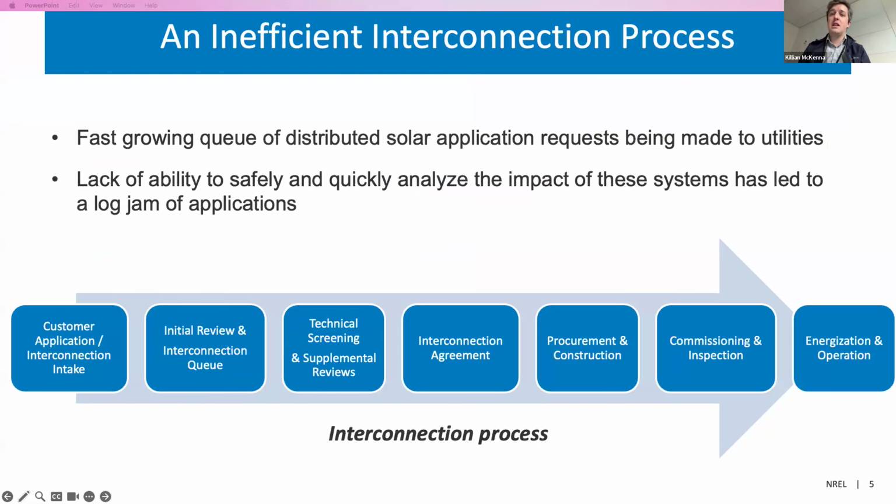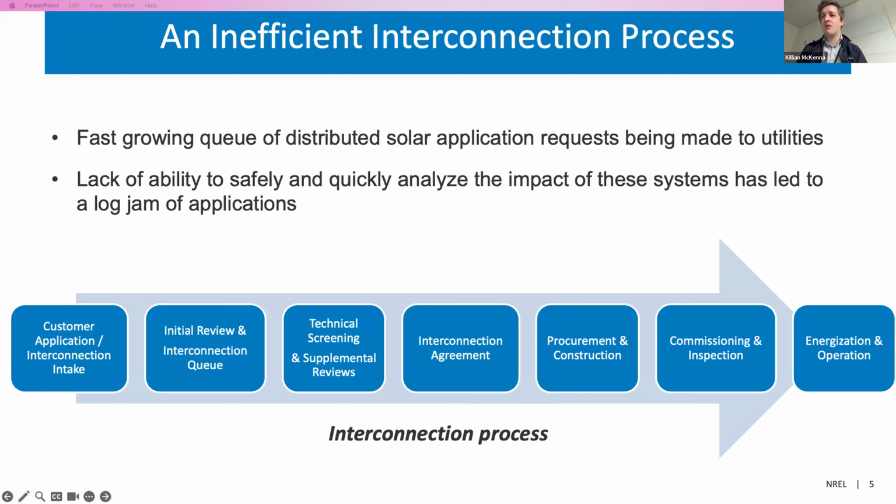So overall, this is an evolving space, right? And there are some inefficiencies in the current process. The pain points are this fast growing queue of distributed solar applications, and a lack of capability for planning engineers to analyze the impacts of these systems. And this has led to a big logjam, which is having major impacts for customers and DER developers, and also pain points for planning engineers.